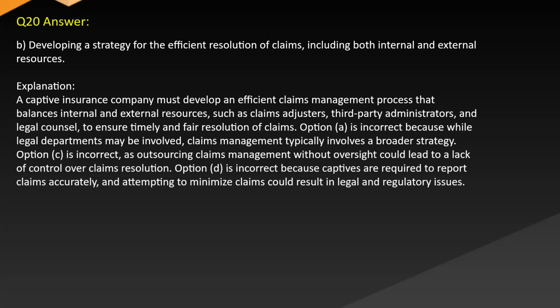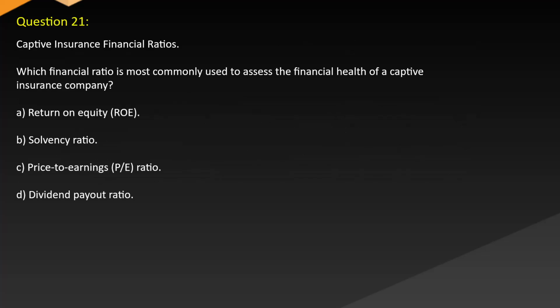Option A is incorrect, because while legal departments may be involved, claims management typically involves a broader strategy. Option C is incorrect, as outsourcing claims management without oversight could lead to lack of control over claims resolution. Option D is incorrect, because captives are required to report claims accurately, and attempting to minimize claims could result in legal and regulatory issues. Question 21.